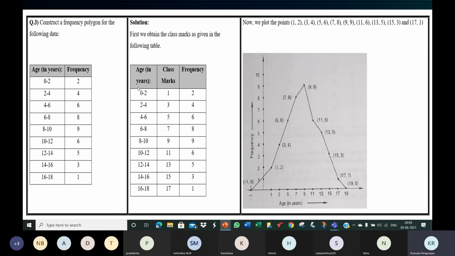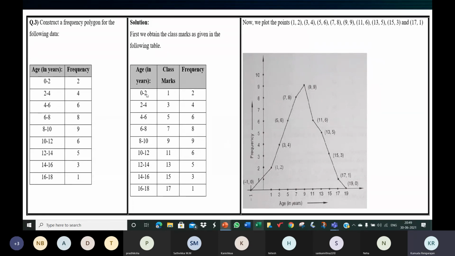So what will be the class mark of minus 2 to 0, children? Minus 2 plus 0 by 2, which is minus 1. The class mark will be minus 1. What will be the frequency? 0. The frequency will be 0. It's an imaginary class interval, there is no value there. So you have to plot the point minus 1, 0 also.